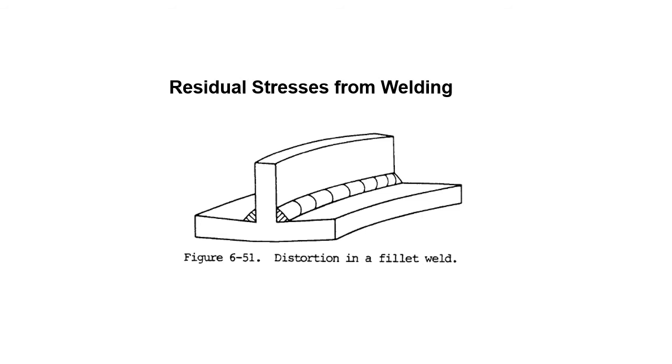Here's another example of some residual stresses or distortion in a fillet weld. Same things can happen. A lot of it depends on your thickness, your welding parameters, and how well you've got things configured, with jigs and fixtures and tack-ups, to control your distortion. But this is something that can happen. You need to be cognizant of it.